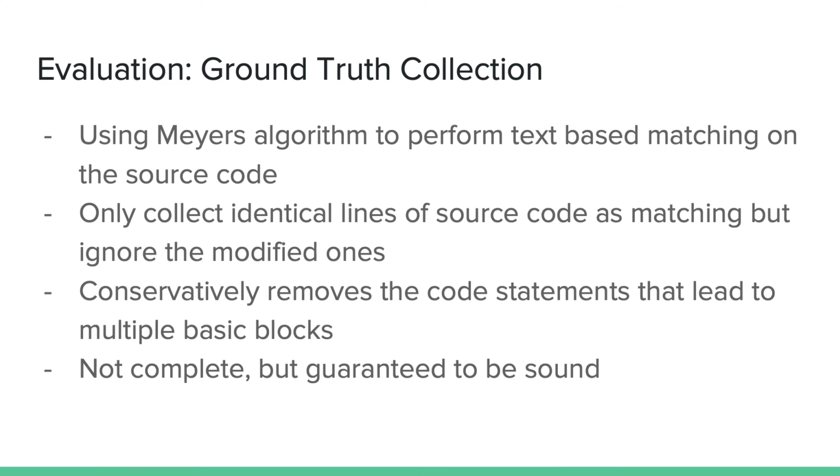All right, so they had to establish ground truth. They used Myers' diffing algorithm, which is the algorithm that runs when you use diff, to perform text-based matching on the source code of where the object files came from. They only collect the lines that are identical, not the lines that are modified. And lastly, they conservatively remove all statements that might lead to multiple basic blocks. So this is definitely not a complete list of basic blocks or differences, but it's guaranteed to be sound.